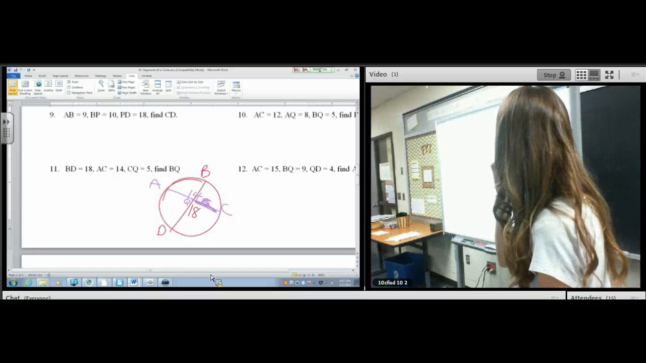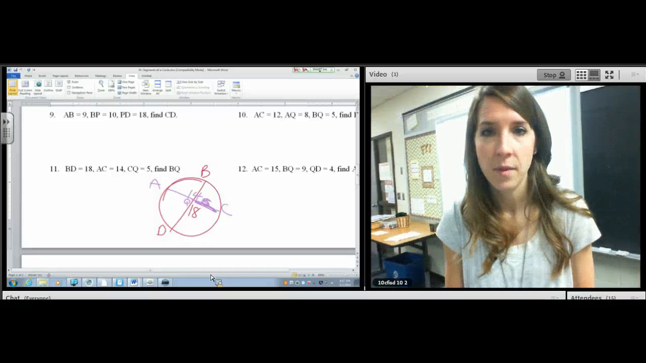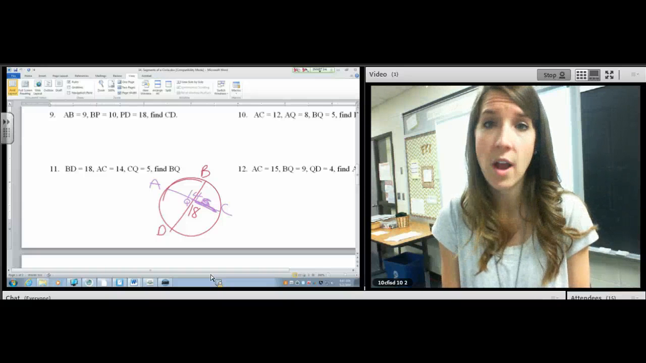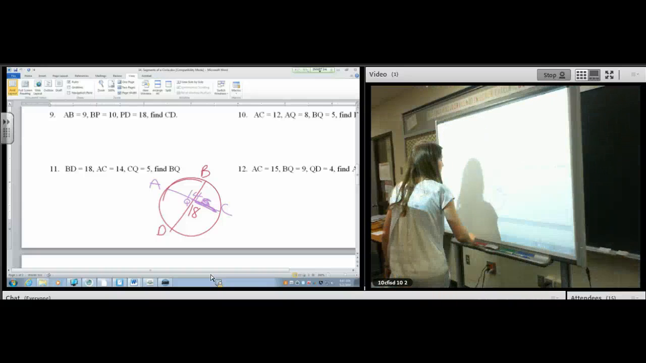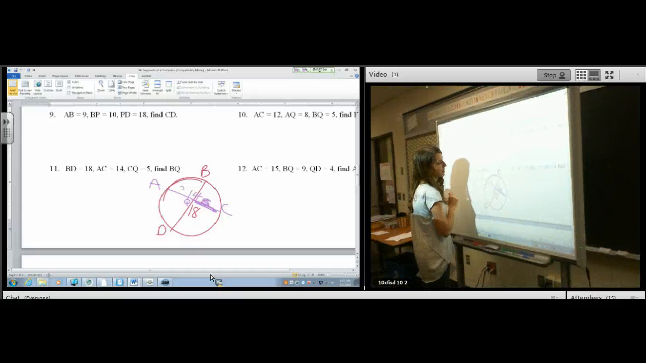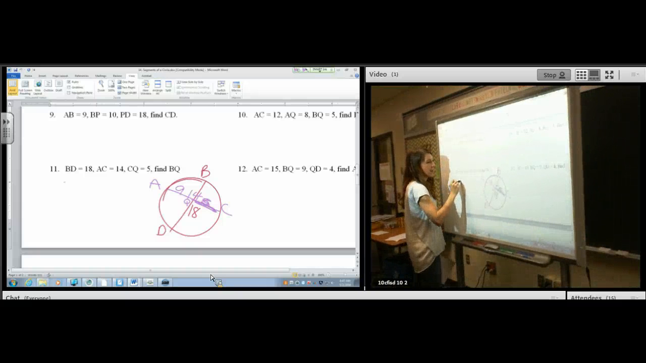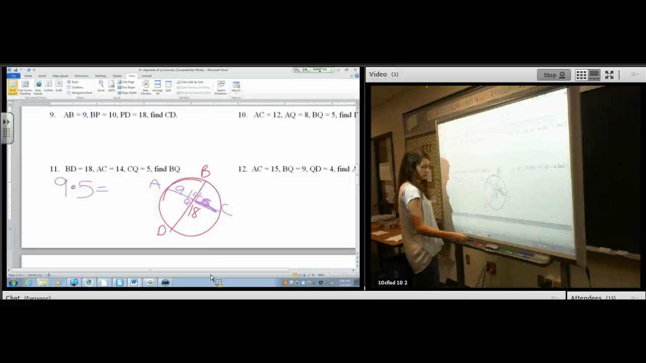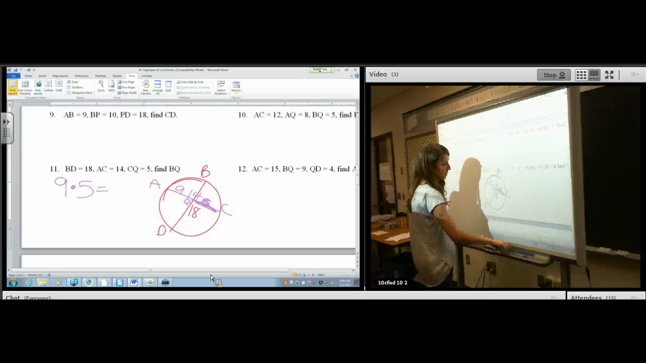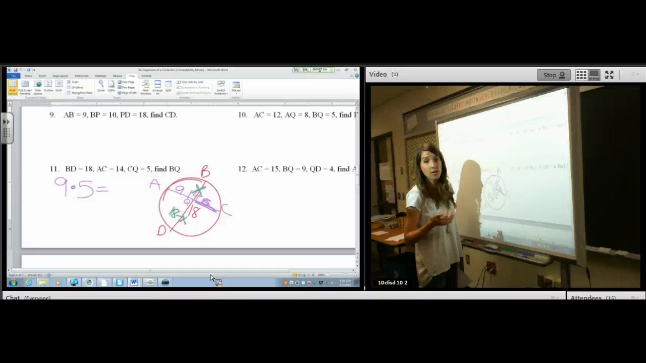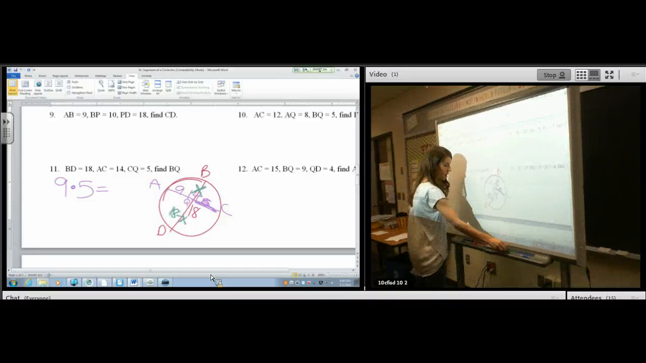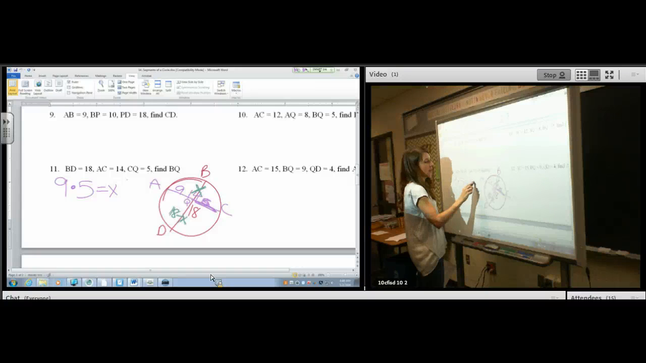First thing I'm going to do is 14 minus 5, because I don't want whole pieces of a chord, I just want parts. So 14 minus 5 would give us 9. So I know 9 times 5 equals, I'm going to call one of these segments X. Then the other segment would be 18 minus X, because I don't know either one of them.